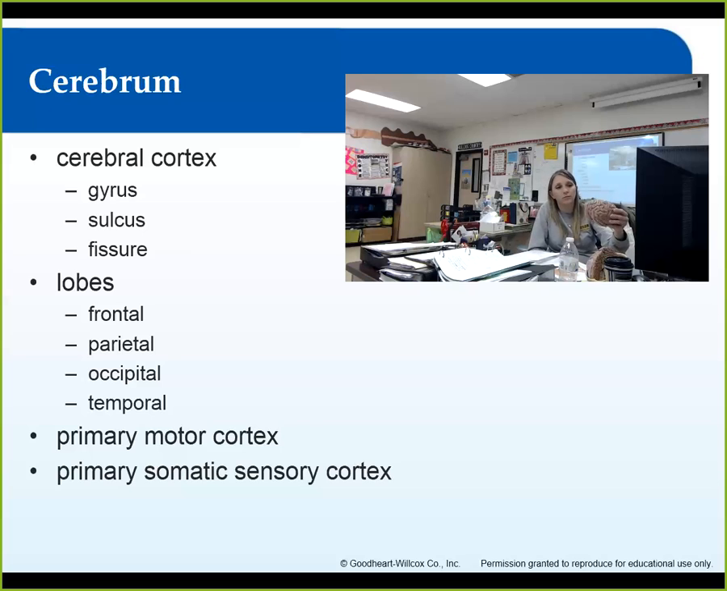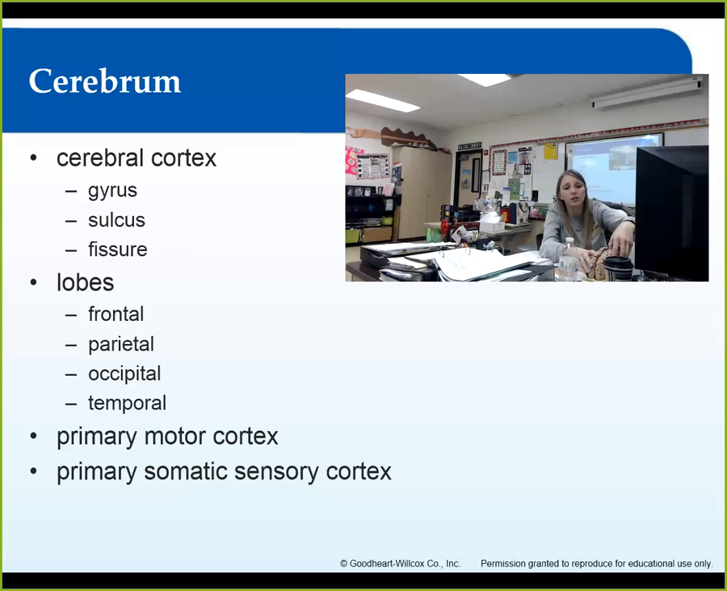So, lobes. The frontal lobe, these coincide with the bones. So that's one reason we do the skeleton first, right? We learn the cranial bones. So the frontal lobe is where your frontal bone is, right up here at your forehead. The parietal is right back here, the top middle section, just like your parietal bone we talked about with the cranium. Occipital is at the back.